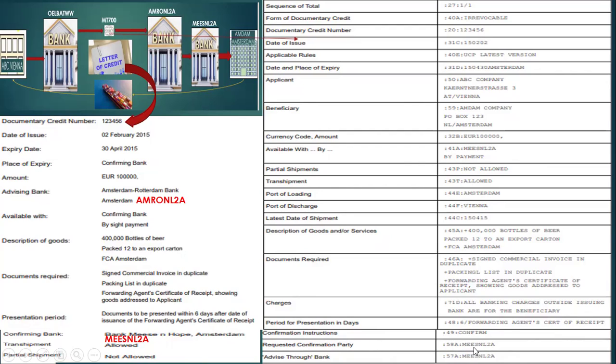Confirm. Field 50A is the respective beneficiary bank, where the beneficiary customer holds an account. And then 57A is the account-with institution, where this particular beneficiary bank holds an account, at this AMRONL2A bank.